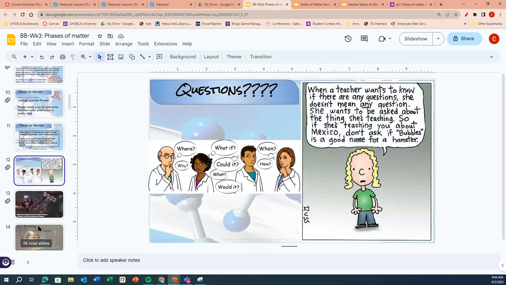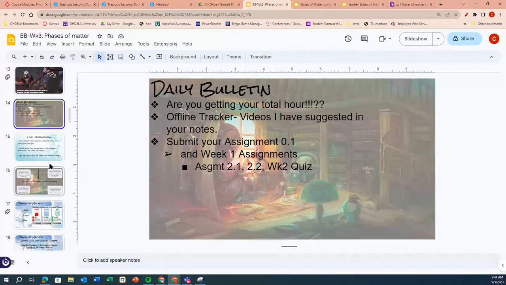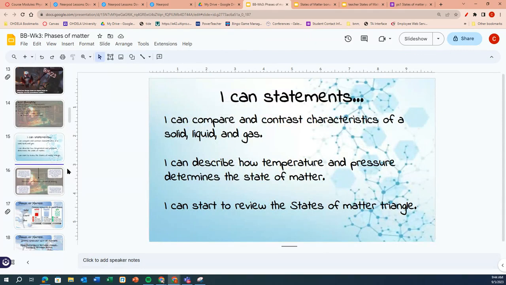All right, and let's see here. I can compare and contrast characteristics of liquid, solid, and gas. I can describe how temperature and pressure determine the state of matter, and I can start to review the states of matter triangle. So we're going to try to do the bonus assignment here in a minute or so.